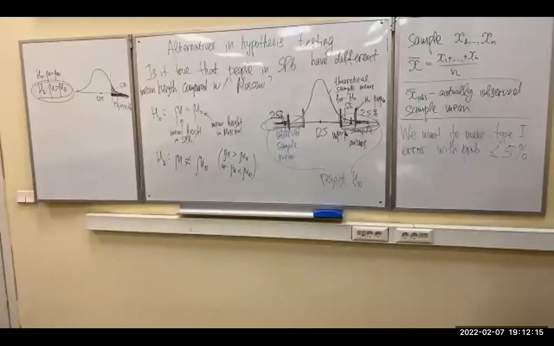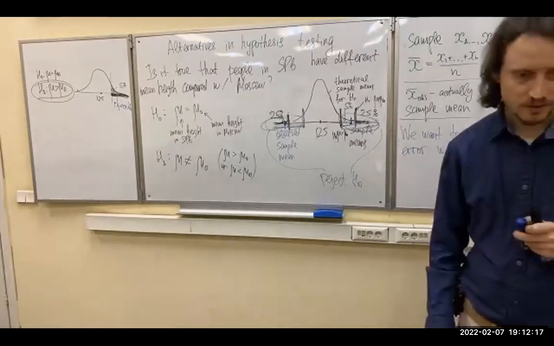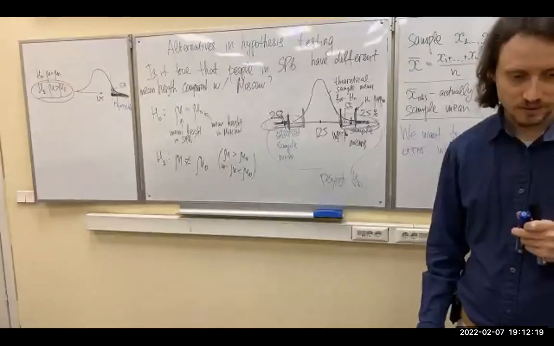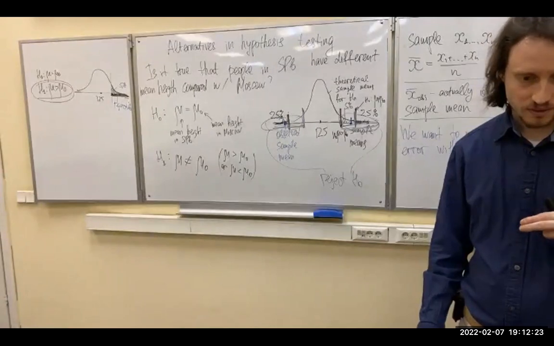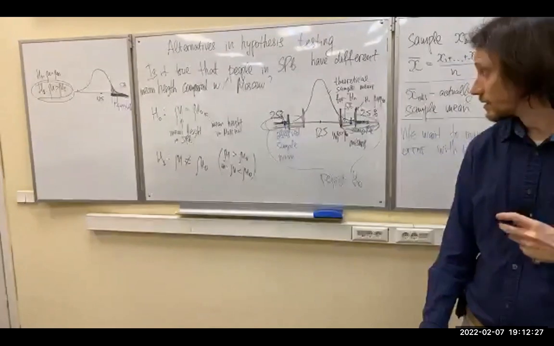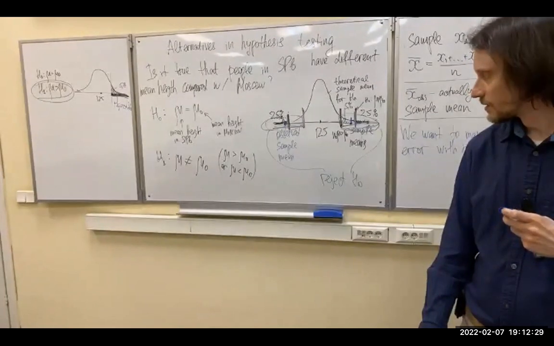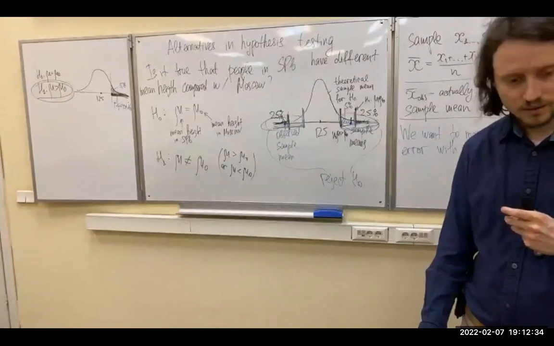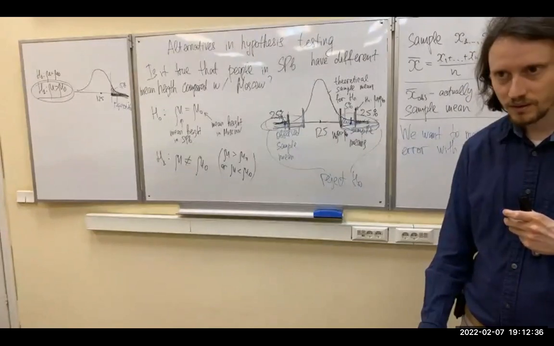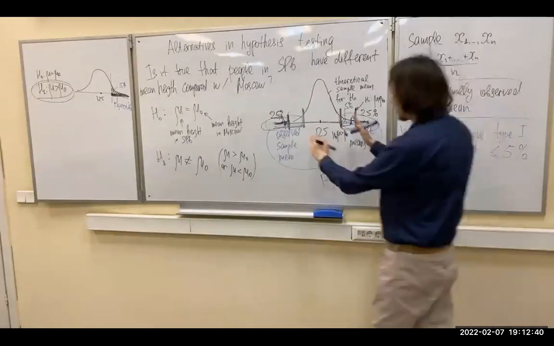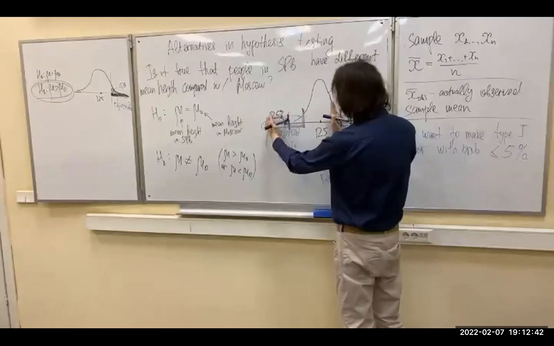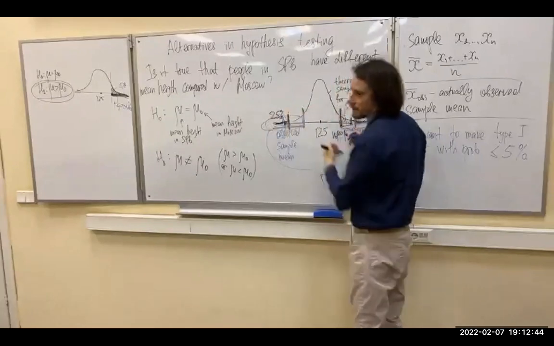Mm-hmm. So we use 2.5% from each part, and could it be that something is more likely one way than another, so that it makes sense to shift it somewhere? Yes.